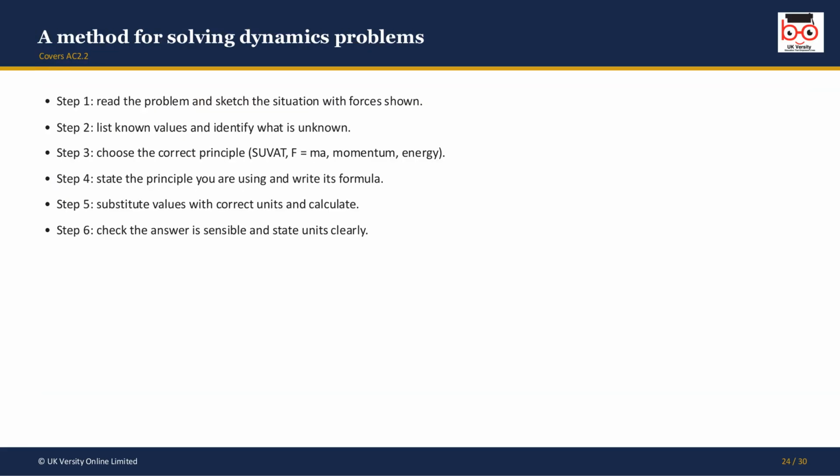Let me give you a dependable method for any dynamics problem. First, read it carefully and sketch the situation with the forces marked on. Next, list what you know and identify what you're after. Then choose the right principle: SUVAT, force equals mass times acceleration, momentum, or energy, and write down its formula before you touch the numbers. Substitute your values with consistent units and calculate. And finally, check the answer is sensible and quote the units clearly.